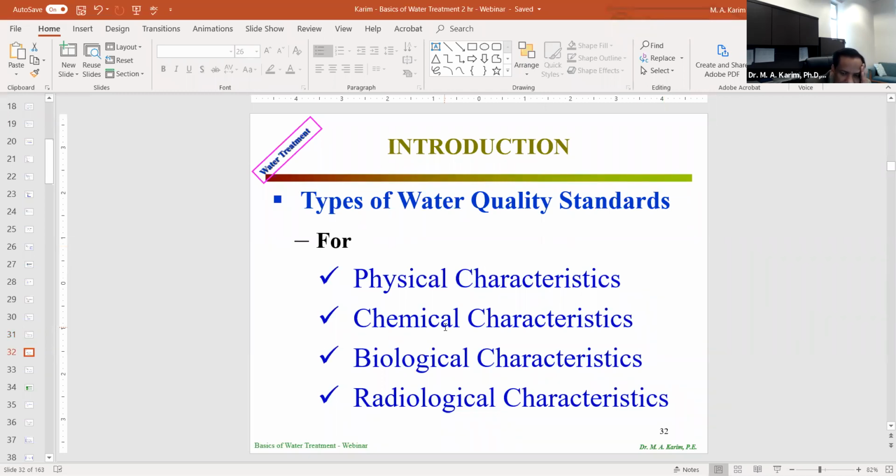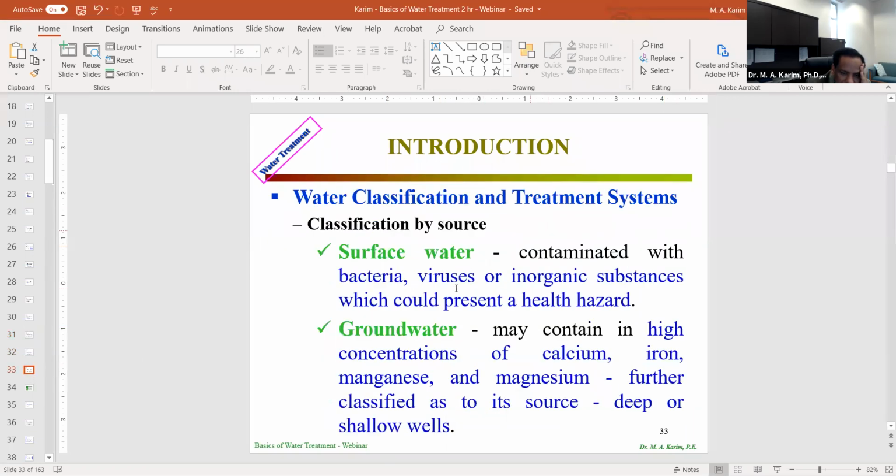So for the standard, we'll divide it into 4 categories also: physical, chemical, biological, and other things. We can do that. So, the water classification and treatment system. In order to do the classification system, first we have to know the sources. There are 2 types of water sources: one is surface water, the other one is groundwater, right?